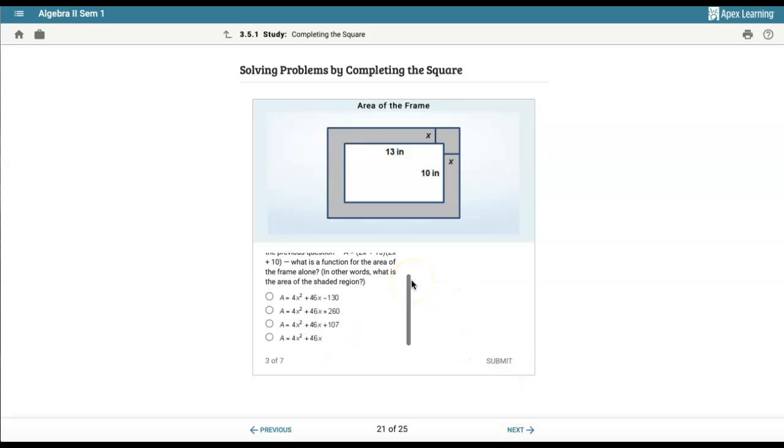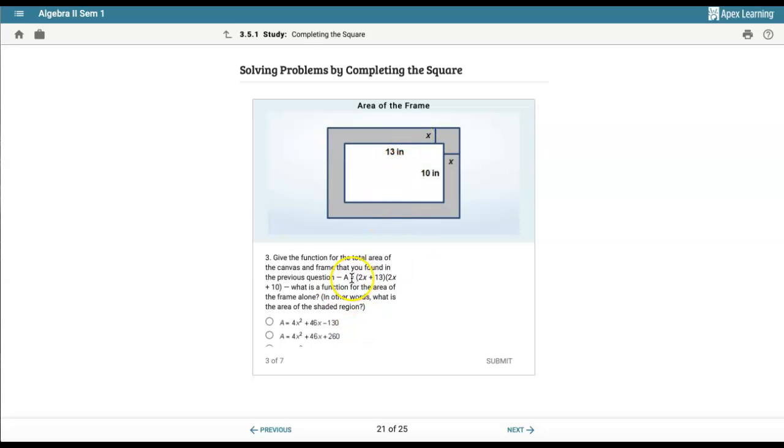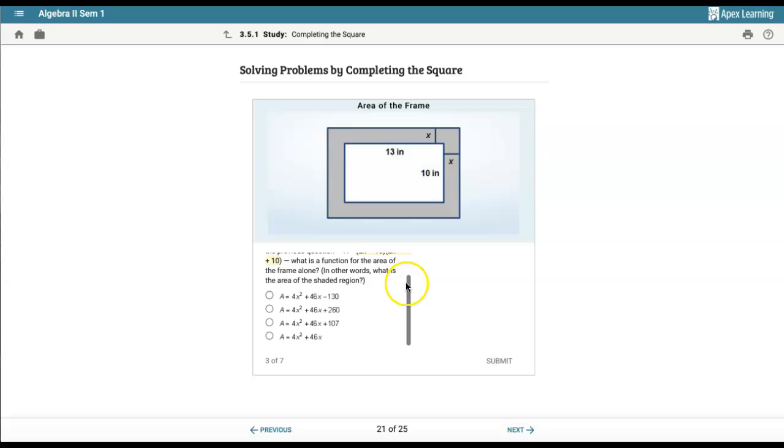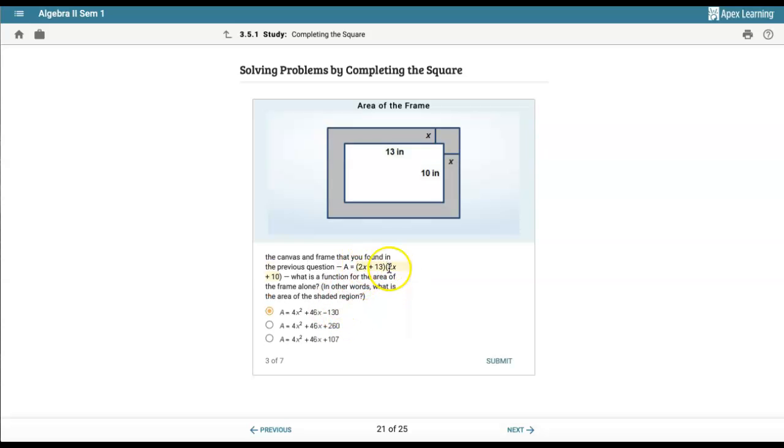All right. And then if we're looking at just the inside, if the area is equal to this whole thing, then the area for the frame alone would be this minus whatever 13 times 10 is, so minus 130, right? So we would square that guy back out, okay? But when we square it out, it's not just this, because we have to remember the 13 times the 10. What is the function for the area of the frame alone?